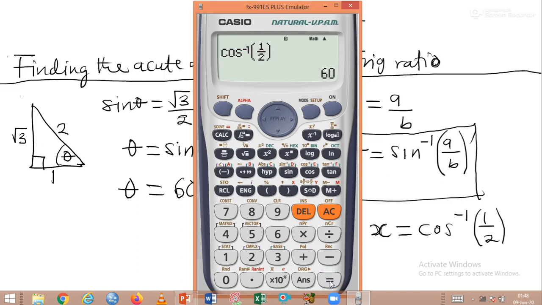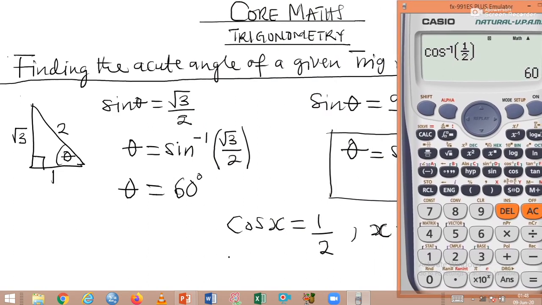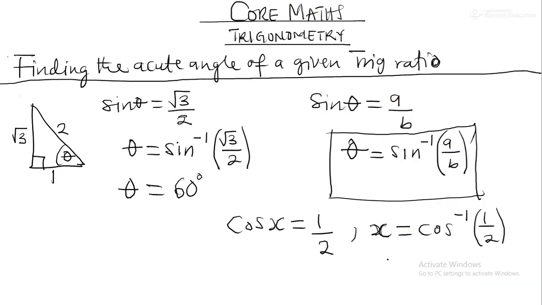Good. So we are getting our x to be what? 60 degrees again. Right. So let's do that. It means that our x is equal to 60 degrees.